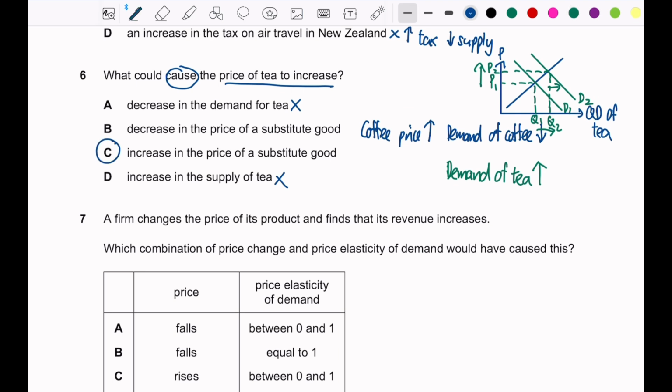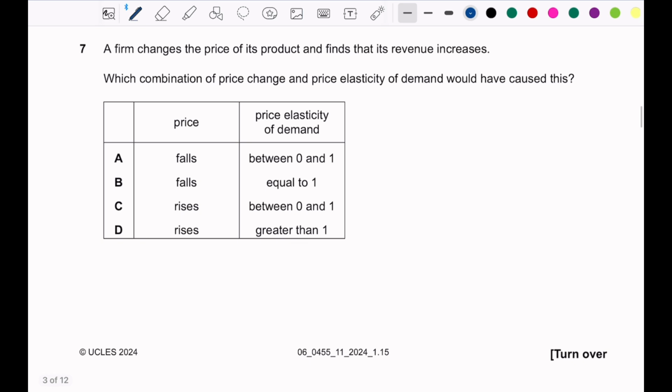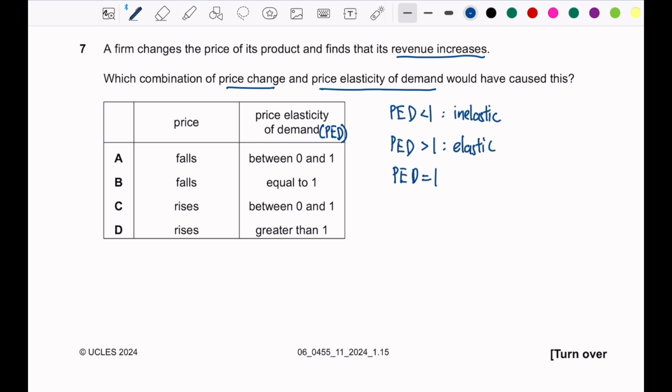Moving on. A firm changes the price of its product and finds that its revenue increases. Which combination of price change and price elasticity of demand would have caused this? Before that, we need to know that this is the PED. PED smaller than 1 is inelastic. PED more than 1 is elastic. And PED equals 1 is unitary. So between 0 and 1, it's inelastic.